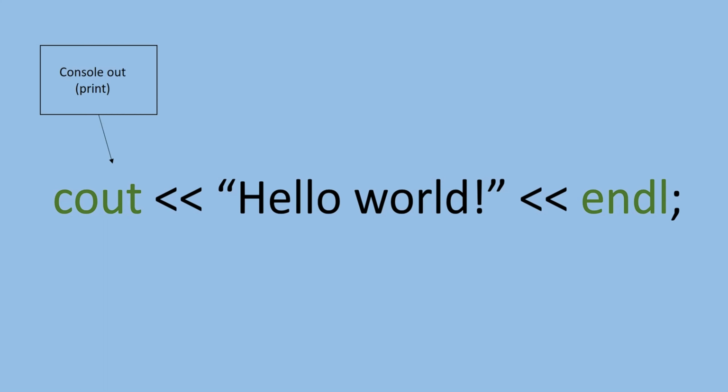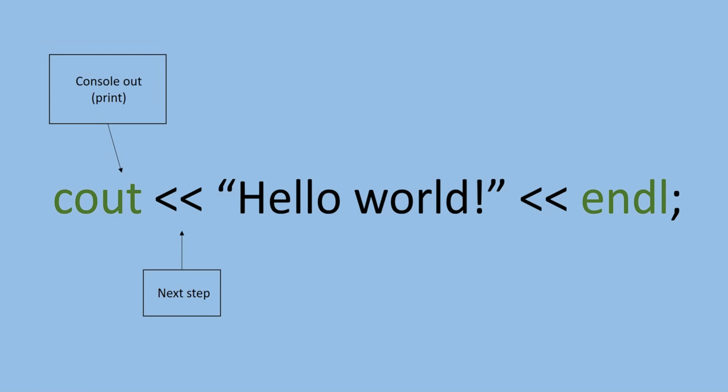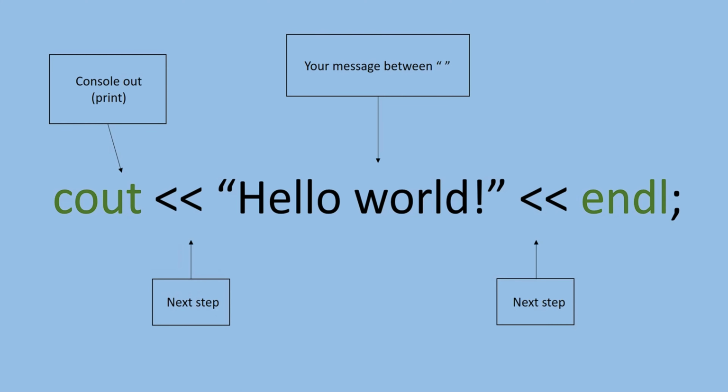This is how you use the cout command. First, you write cout, then you add two less-than signs. After that you write your message between two double quotation marks. And you end your command with an optional endl statement and a semicolon.